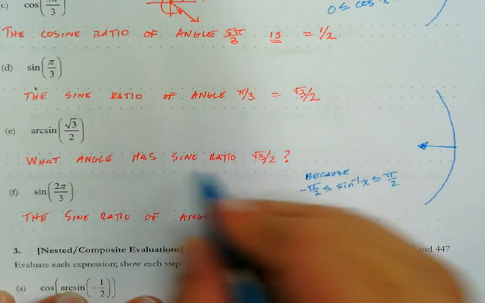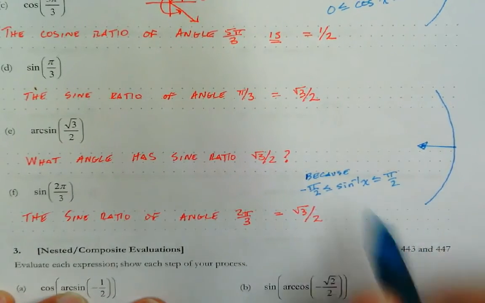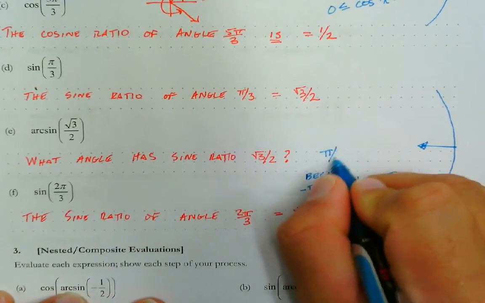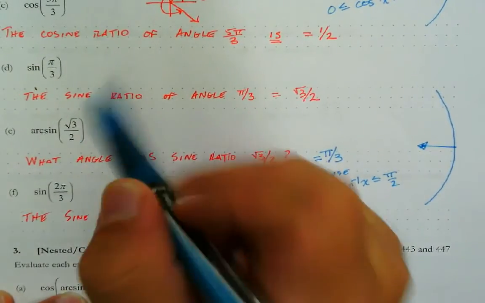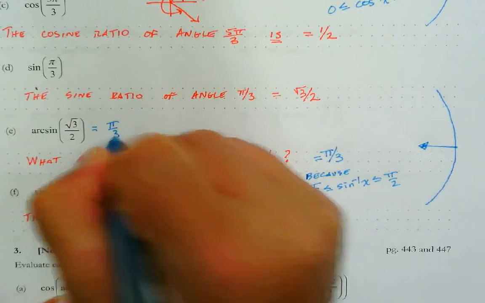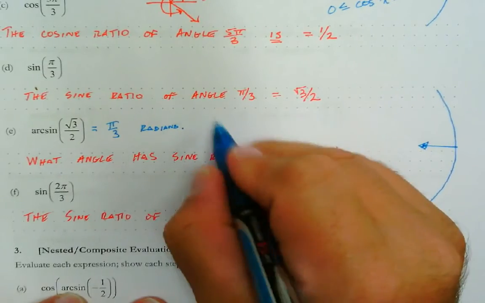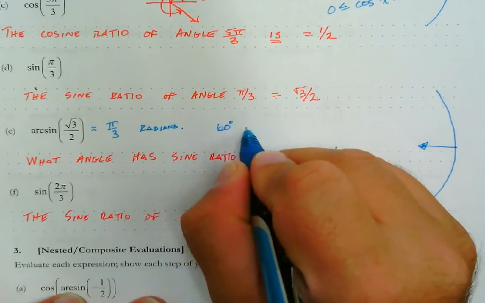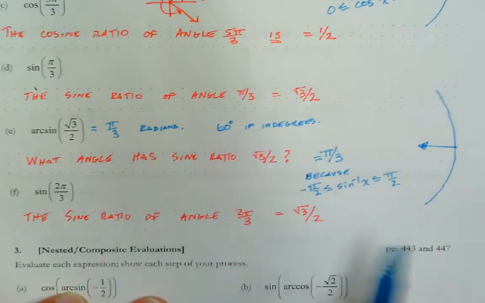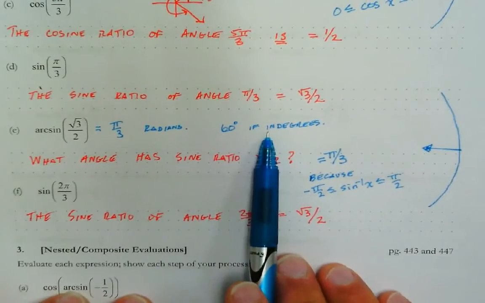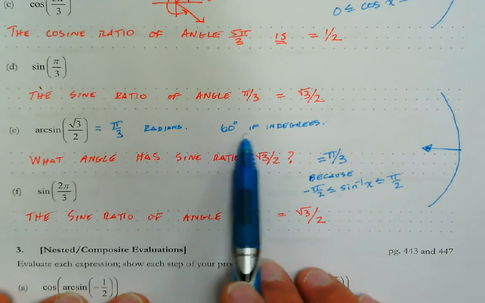And so, what angle has a sine ratio of root 3 over 2 such that the output is in this interval? The answer would be pi over 3. So the arcsine of root 3 over 2 is pi over 3. And that's if we're working in radians, of course. But if we're working in degrees, it would be 60 degrees. Once again, for our purposes, unless stated otherwise, we're going to be working in radians. In some further units, we'll come back and talk about degrees.